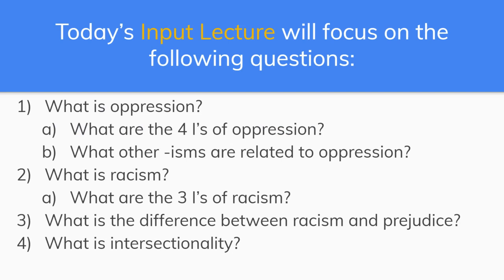The first one is, what is oppression? Sub questions are, what are the 4 I's of oppression? And what other isms are related to oppression? You'll also be able to answer the question, what is racism? You'll be able to define it and identify it, as well as understand what the 3 I's of racism are. You'll also be able to answer, what is the difference between racism and prejudice? And finally, you'll be able to understand, what is intersectionality? All right, let's begin.